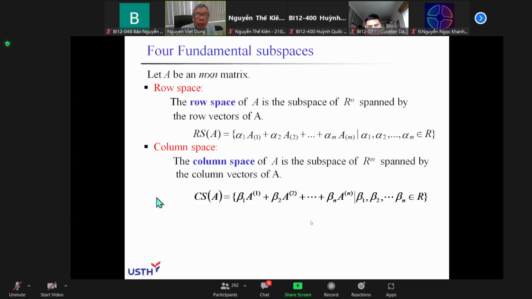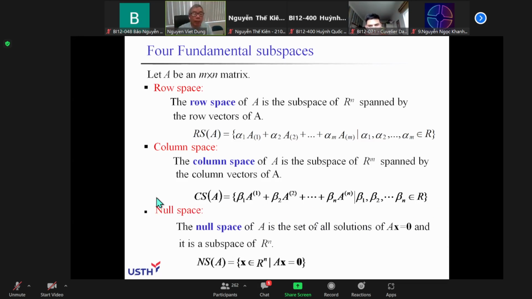Next, we define one more thing. The next one, we call the null space of A. The null space of A is the set of all solutions of the homogeneous system of linear equations AX equals 0. Or by formula, the null space of A, denoted by NS of A, is the set of all X inside R^n so that A multiplied by X equals 0.